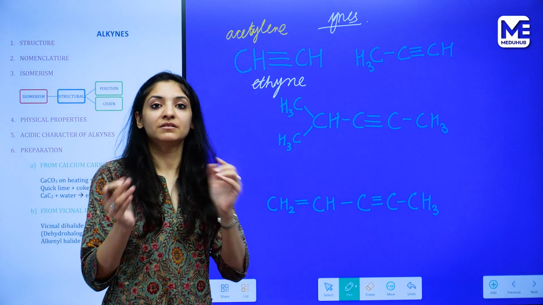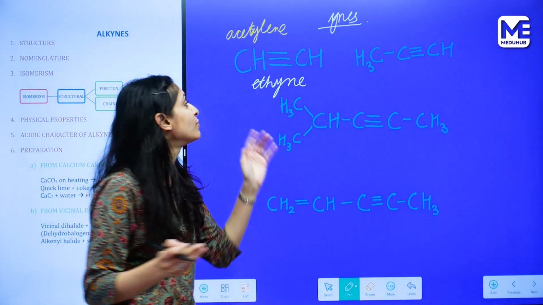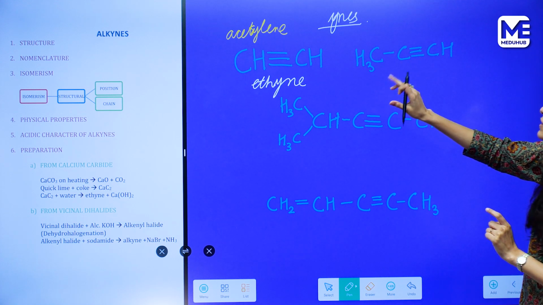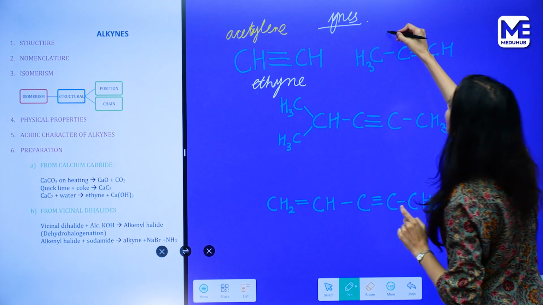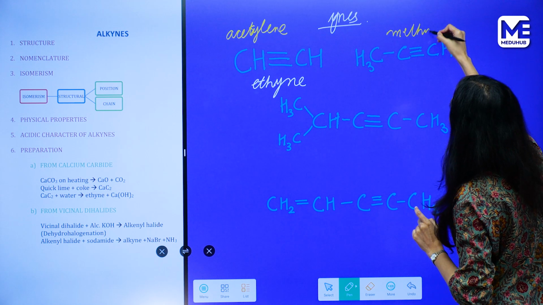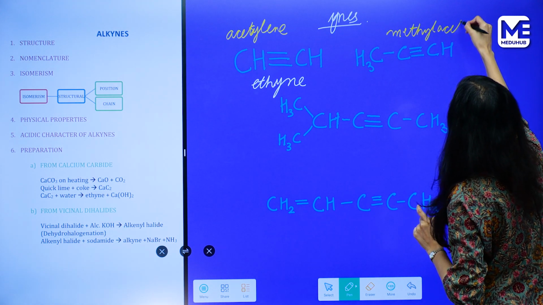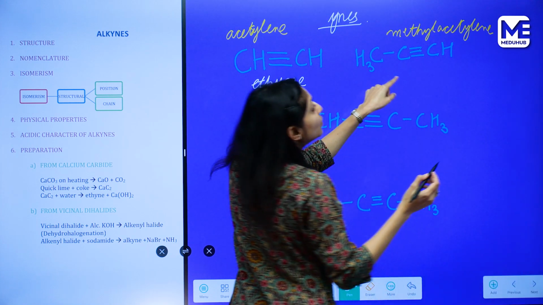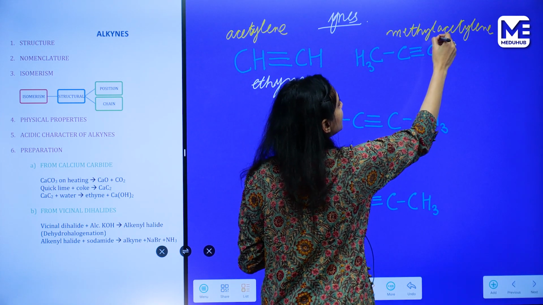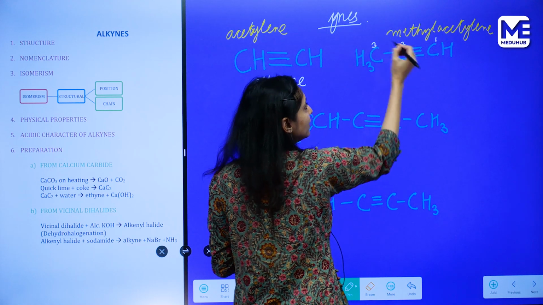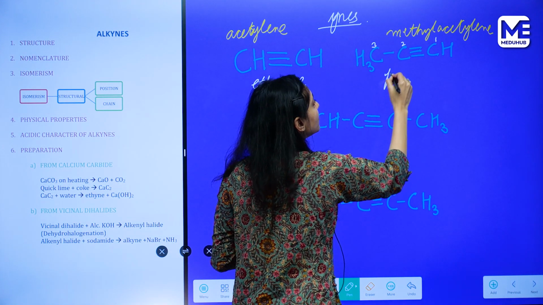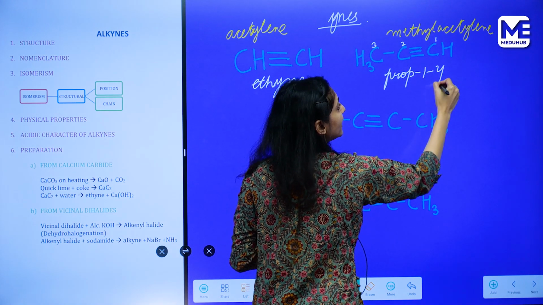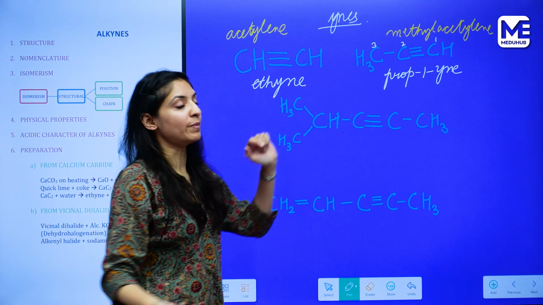In the common system of nomenclature, this compound here with 3 carbons can also be called a methyl derivative of acetylene. So we can call it methyl acetylene. But according to the IUPAC nomenclature, what do we do? We find the longest carbon chain and number it 1, 2, 3. 3 carbons, so it's a propyne, but the triple bond is at the first carbon, so prop-1-yne, or propyne.